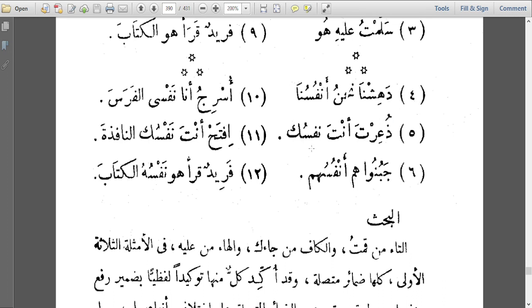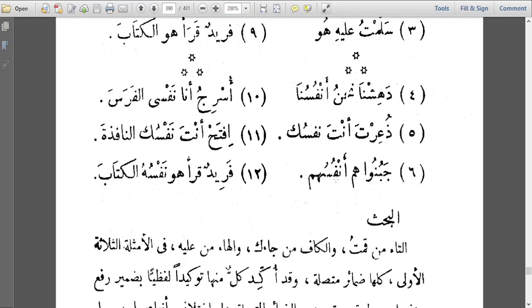So you are with a friend, you are in a bush, you hear a sound and you start running, and he says, Hal zu'irta? You got scared? And in a sarcastic way you want to tell him, even you yourself got scared. He says, Zu'irta anta nafsuka. You yourself got frightened.